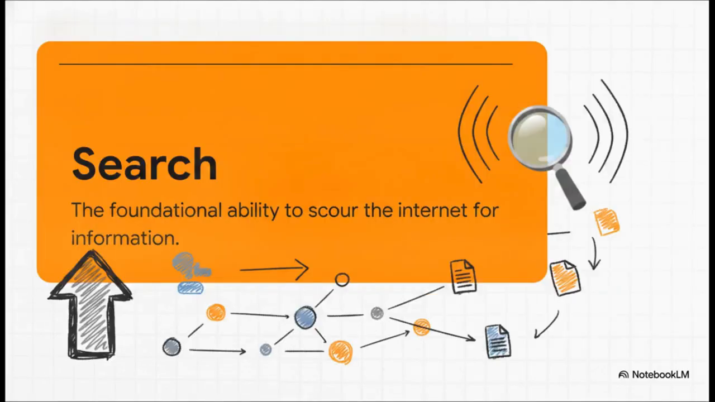The very first required skill is search. This is the foundational ability to scour the internet for information. It is the absolute essential starting point. I mean, think about it. The agent is completely cut off from the world until it successfully pulls in that raw external data. Nothing else can happen before this.